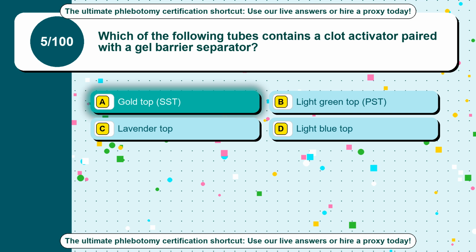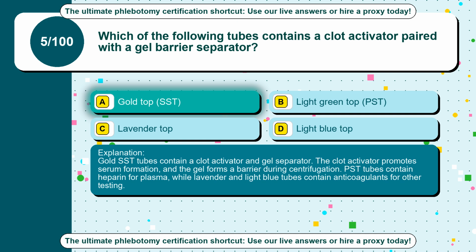Gold top, SST. Gold SST tubes contain a clot activator and gel separator. The clot activator promotes serum formation, and the gel forms a barrier during centrifugation. PST tubes contain heparin for plasma, while lavender and light blue tubes contain anticoagulants for other testing.